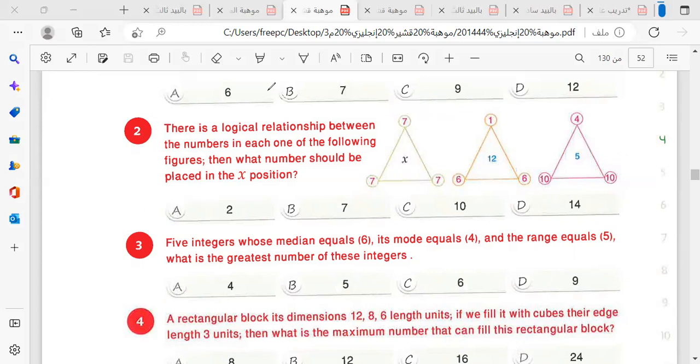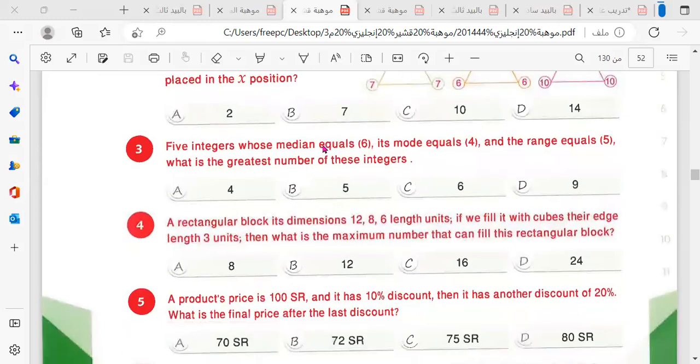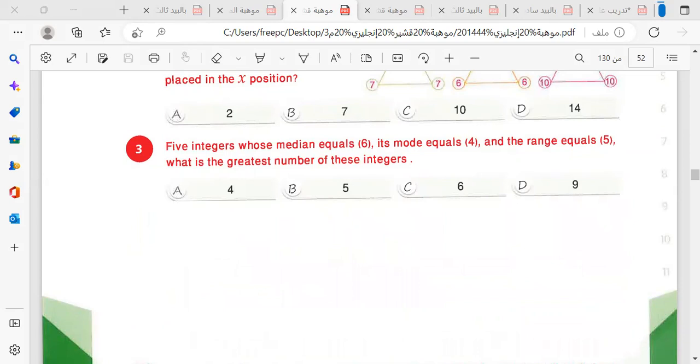Yes. Right, good. Okay, now question number 3 with Aline. Aline, question number 3, please. 5 integers whose median equals 6, its mode equals 4, and the range equals 5. What is the greatest number of those integers? Yes, here 5 integers. Pay attention, please.